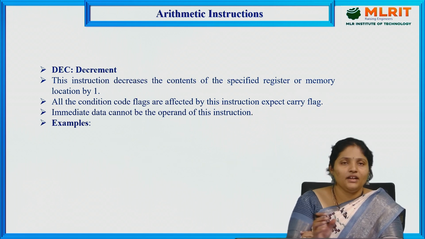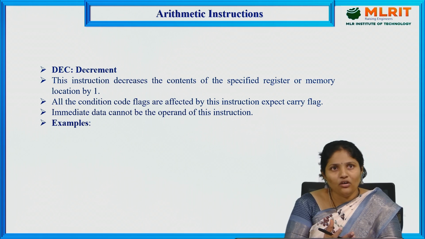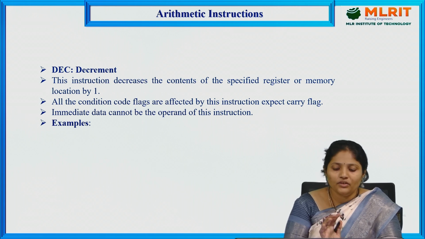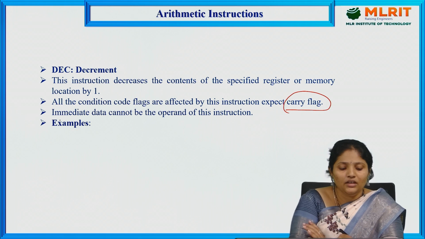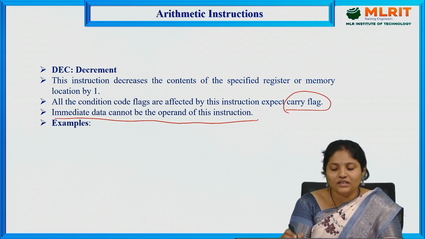Coming to the next operation, which is an exact replica of the increment instruction: the decrement instruction. In this instruction also, the data present in a register or memory location can be decremented by 1. In such instructions, the carry flag will not be affected. Other condition flags can be affected depending upon the instruction. Here immediate data shouldn't be placed as an operand in the instruction itself.